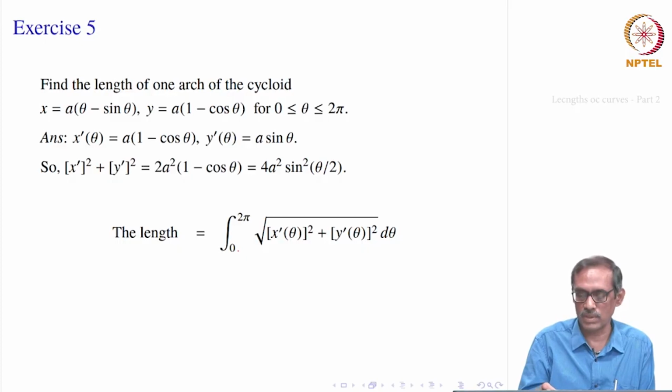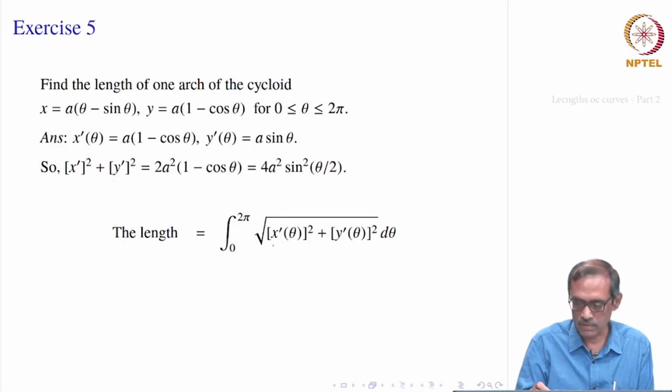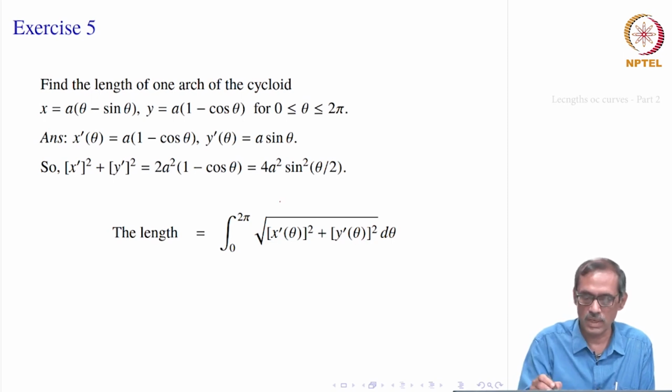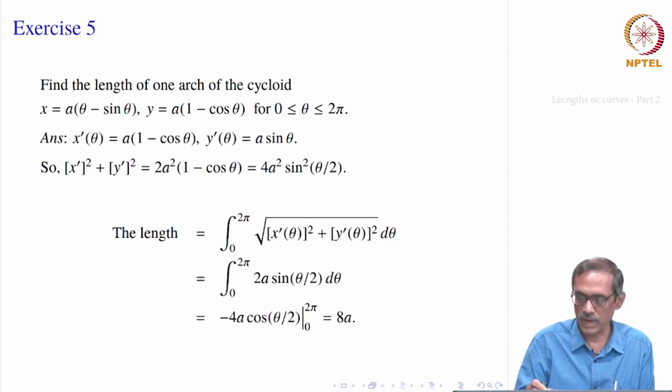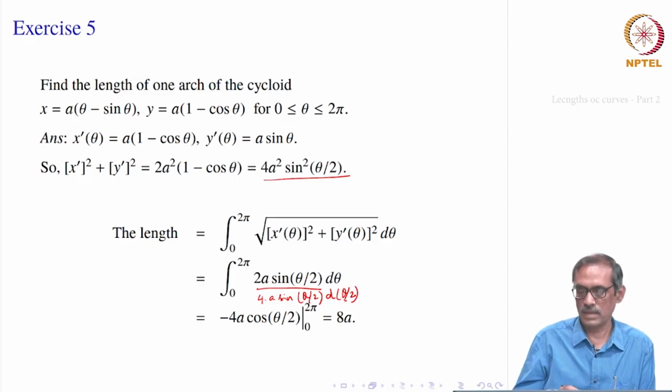Therefore, the length will be equal to the integral from 0 to 2 pi of square root of x prime theta square plus y prime theta square, which we have already computed as 4a square sin square theta by 2. So, we plug in and its square root is 2a sin theta by 2 d theta. So, here we multiply by 2. So, that becomes 4a sin theta by 2 d theta by 2, right. So, its integral will be minus 4a cos theta by 2, and theta varies from 0 to 2 pi.